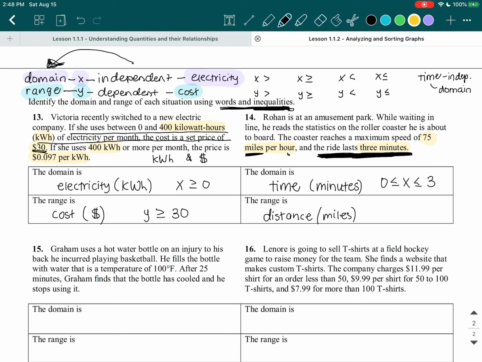And then we also have to write our range. So the range is the y value. And the distance, well, we don't really know how long the distance is for this roller coaster. But what we do know is you cannot have negative distance. So write y is greater than or equal to 0. And that's how you do number 14.